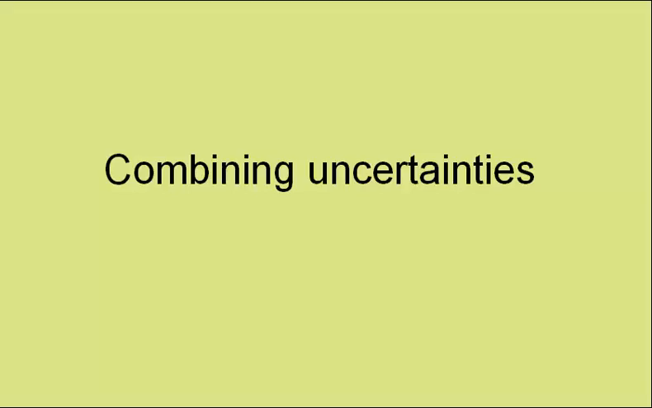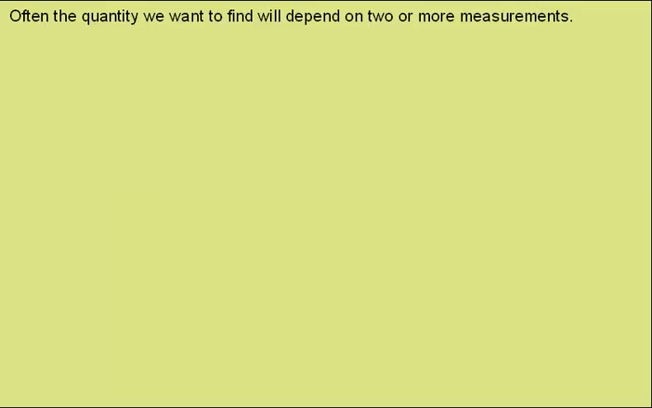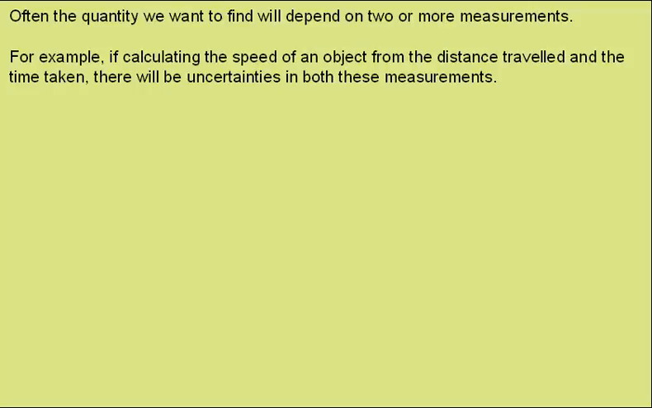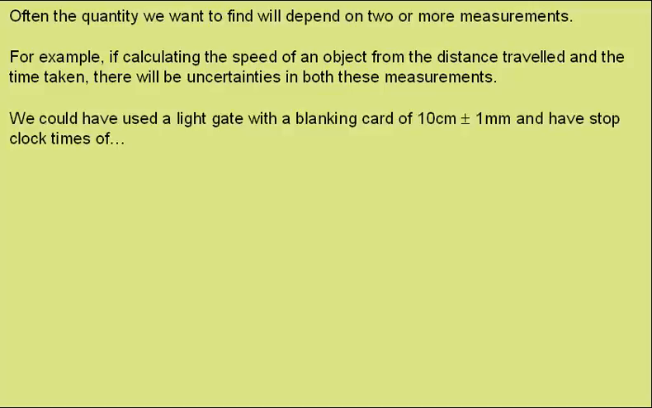Combining uncertainties. Often the quantity we want to find will depend on two or more measurements. For example, if calculating the speed of an object from the distance travelled and the time taken, there will be uncertainties in both of these measurements. We could have used a light gate with a blanking card of 10 centimetres, measured with a metre rule and therefore to an accuracy of plus or minus 1 millimetre, and we could have stop clock times given below.